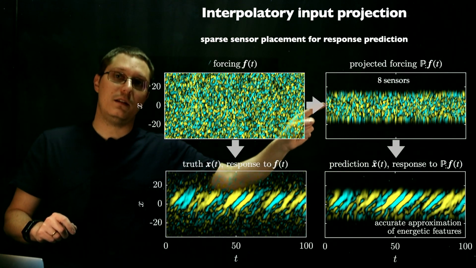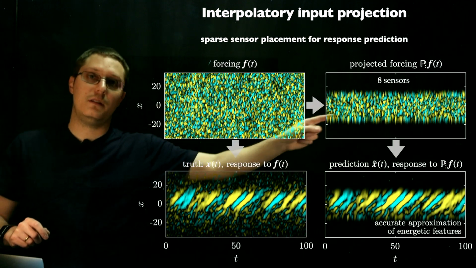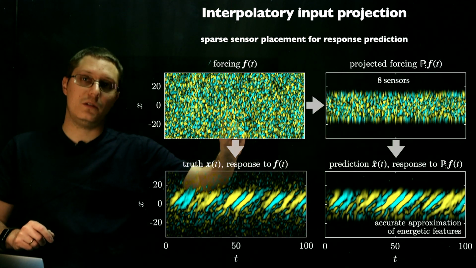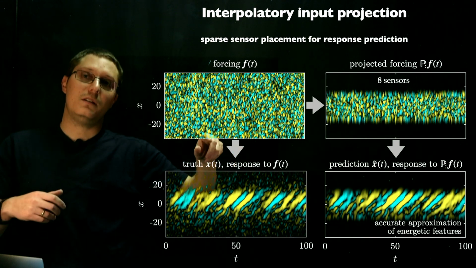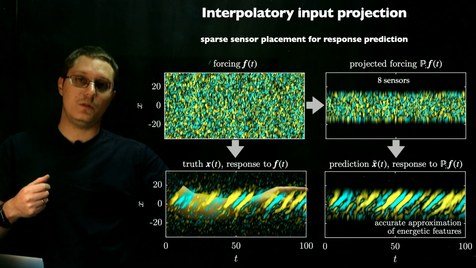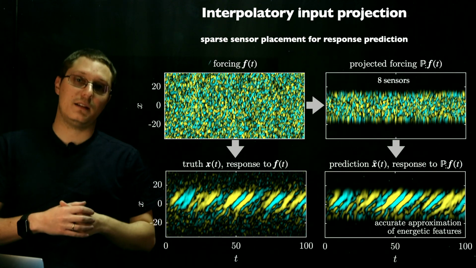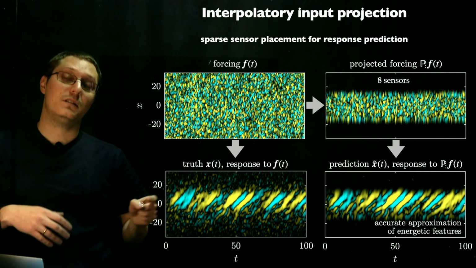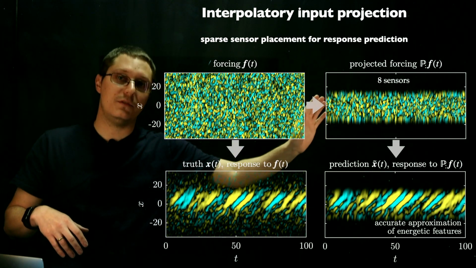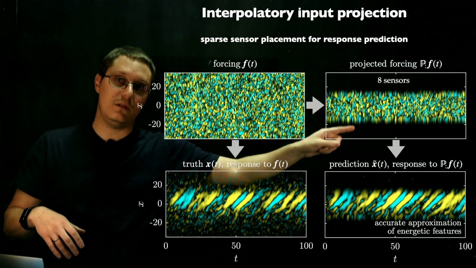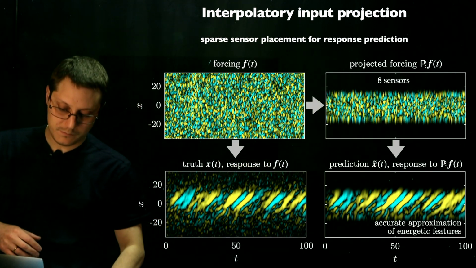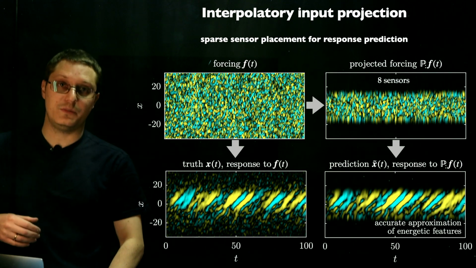Okay, and so the projected forcing doesn't look exactly like the forcing, and we're not trying to do that because not all components of the forcing affect the response equally. So the dynamics here act as a filter, and these are the dynamically relevant parts of the input. That's the only thing that we care about reconstructing well in order to predict an accurate response.